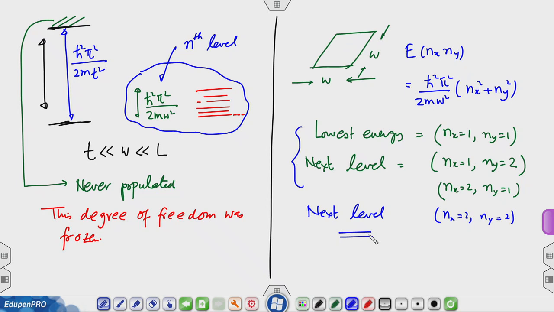Now, keep in mind that the total energy is going to be equal to h cross square pi square over 2 m w square times n x square plus n y square, plus h cross square over 2 m, L square and k square, where k is the quantum number for that continuum, because the electrons can move as plane waves along z.